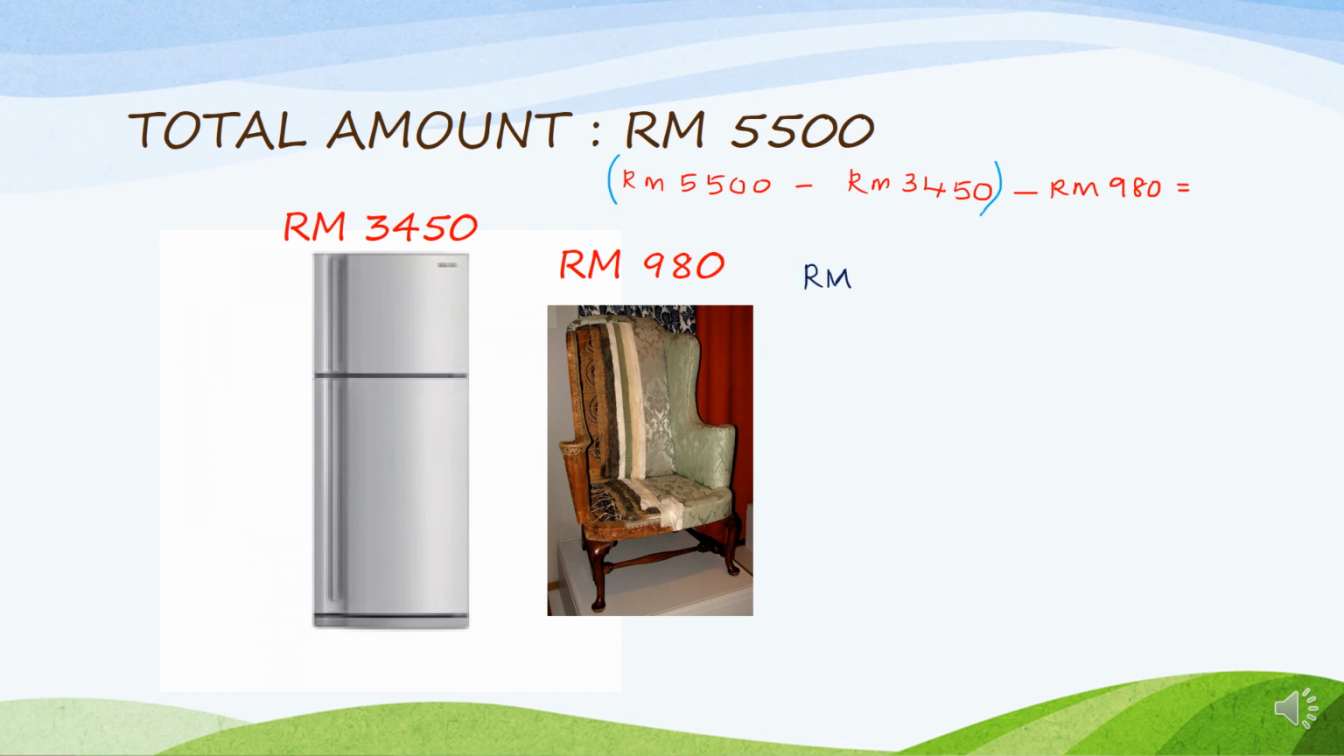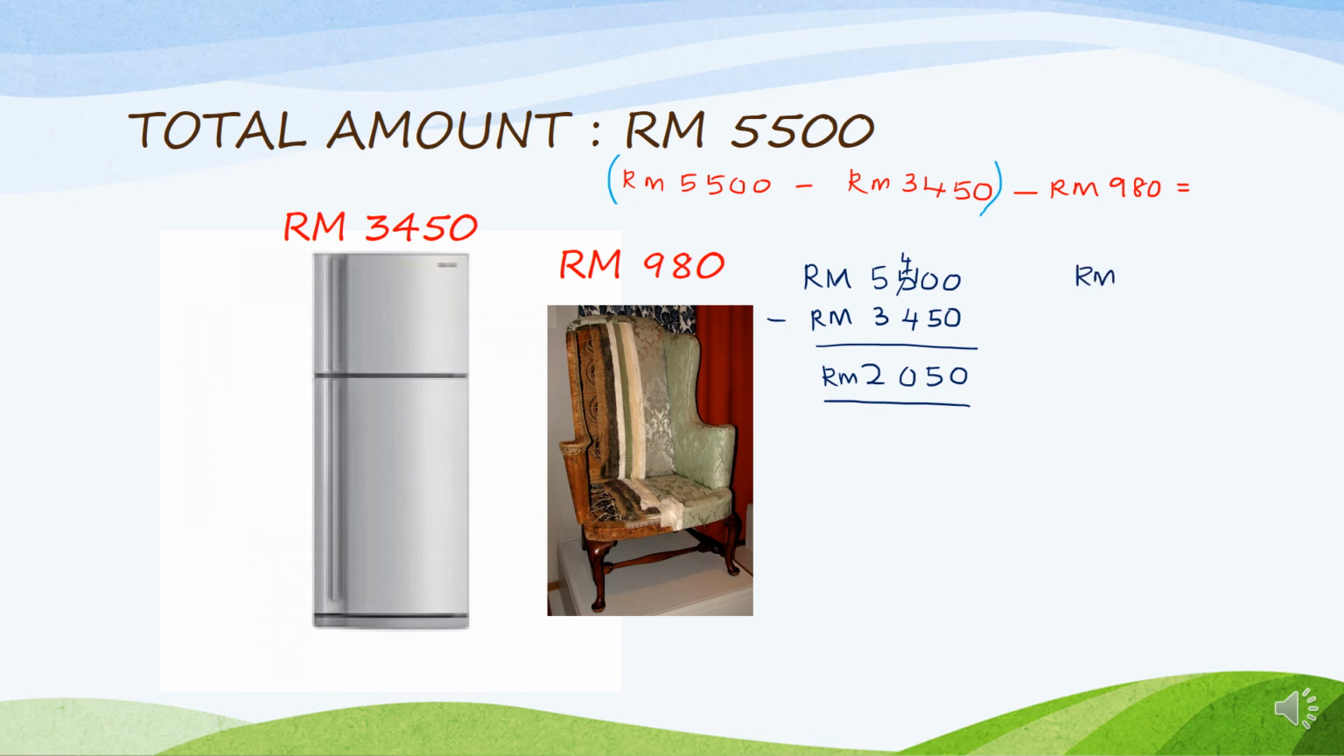Okay, RM 5,500 ringgit minus RM 3,450 ringgit. 0 minus 0, 0. The balance here, 10 minus 5, 5. 4 minus 4, 0. 5 minus 3, 2. Okay, the remaining money after you bought a refrigerator is 2,050 ringgit. From that 2,050 ringgit, you buy a chair for 980 ringgit.